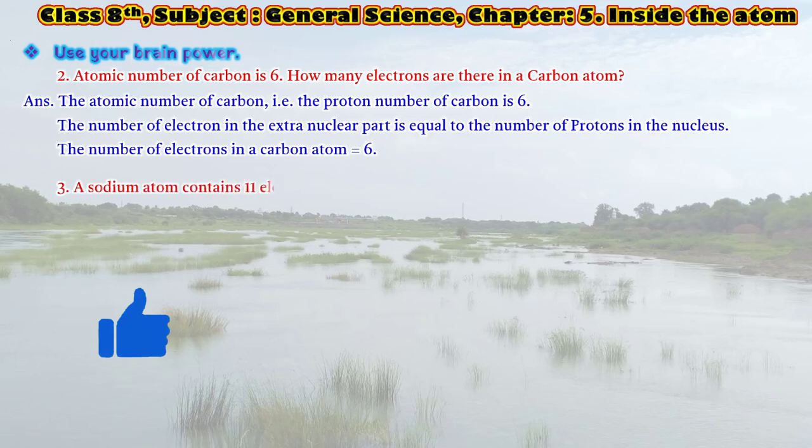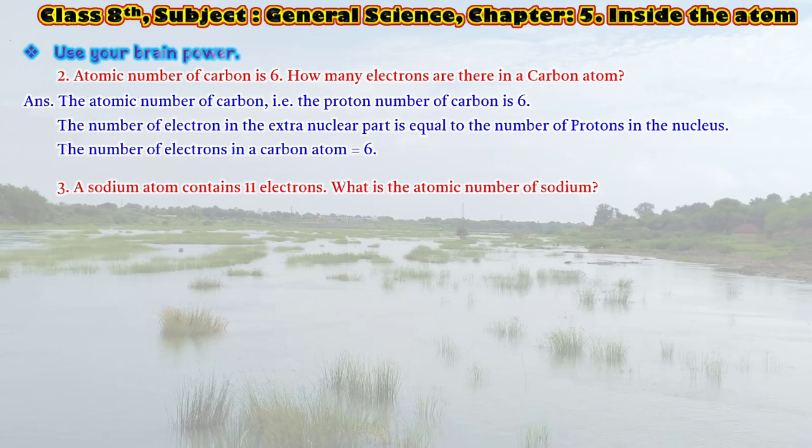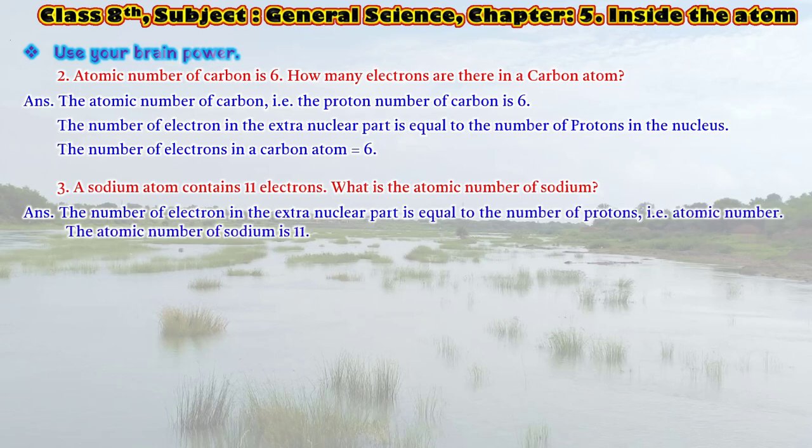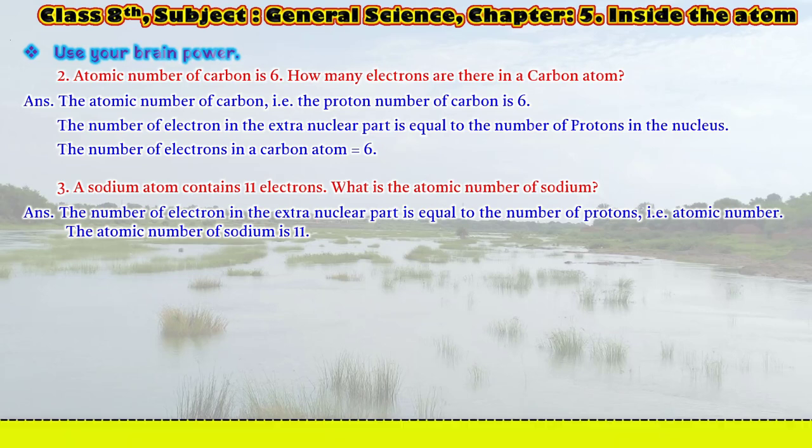Third question: a sodium atom contains 11 electrons. What is the atomic number of sodium? Answer: the number of electrons in the extranuclear part is equal to the number of protons, that is, the atomic number. The atomic number of sodium is 11.